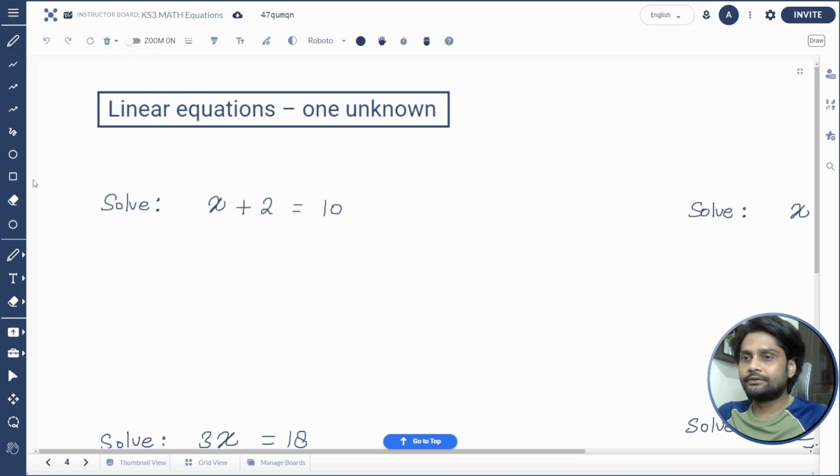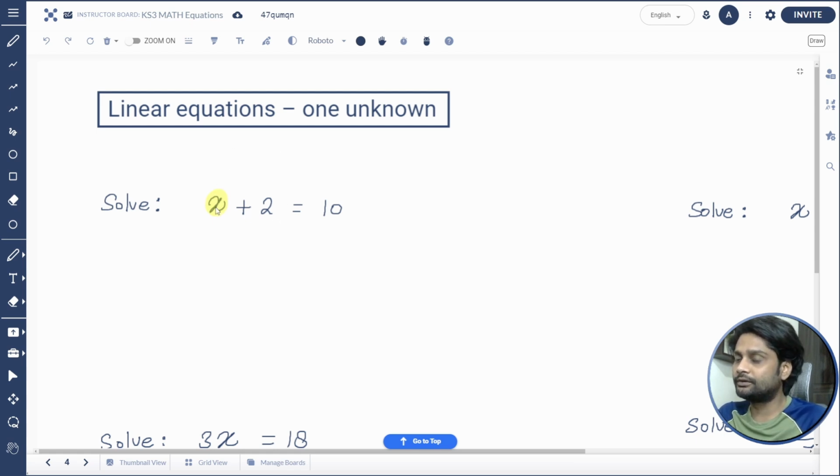Let's begin with the first equation. The question asks you to solve the equation. Students, solving an equation simply means finding the value of the variable. Whatever is unknown, we try to find its value. So to get the value of our unknown, which is x for now, we have to isolate it. It means we need to make it alone. So how do we make it alone?